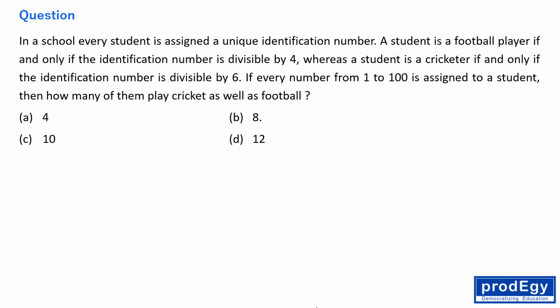In a school, every student is assigned a unique identification number. A student is a football player if and only if the identification number is divisible by 4. Whereas a student is a cricketer if and only if the identification number is divisible by 6. If every number from 1 to 100 is assigned to a student, then how many of them play cricket as well as football?